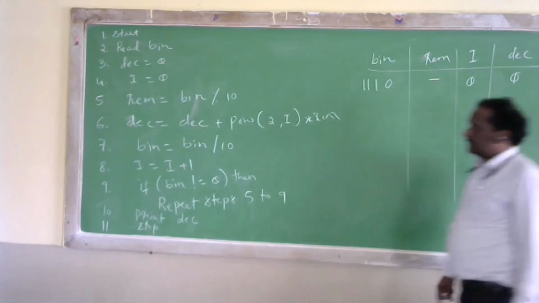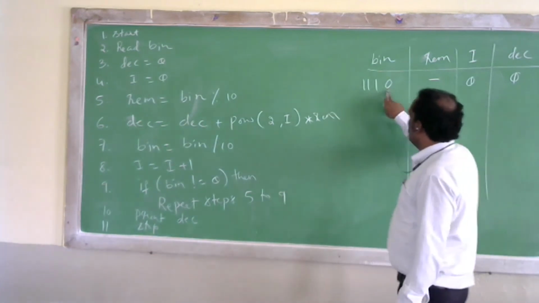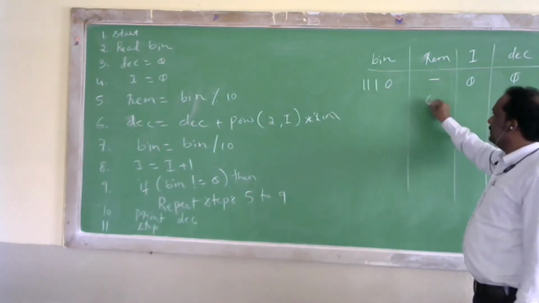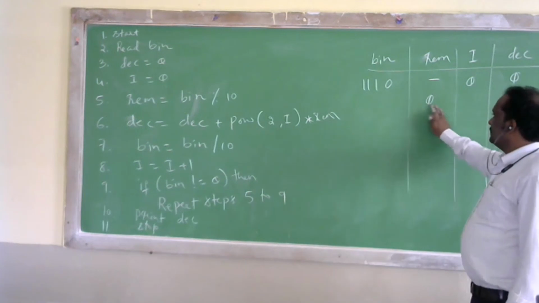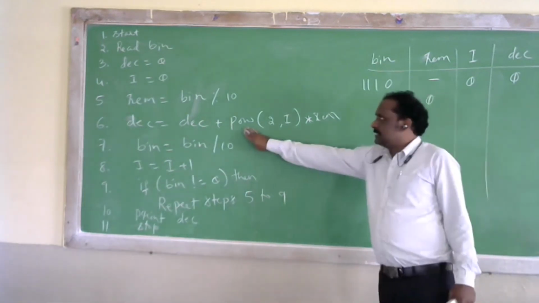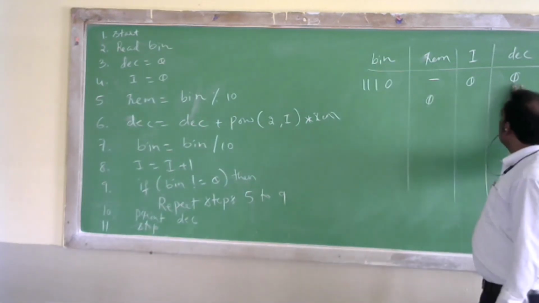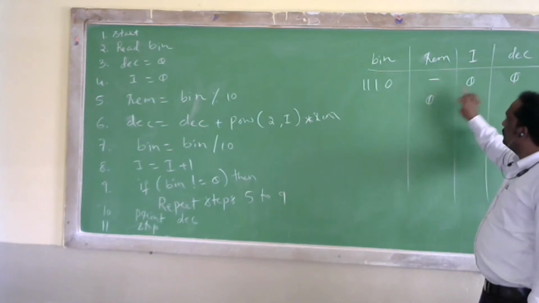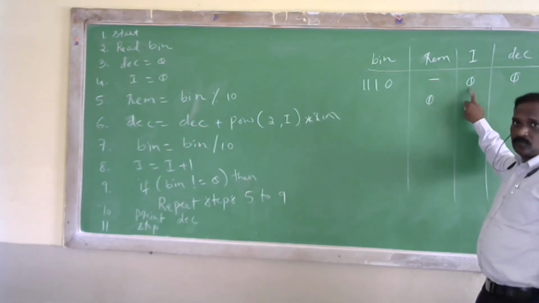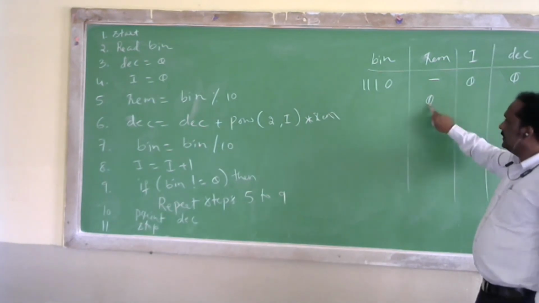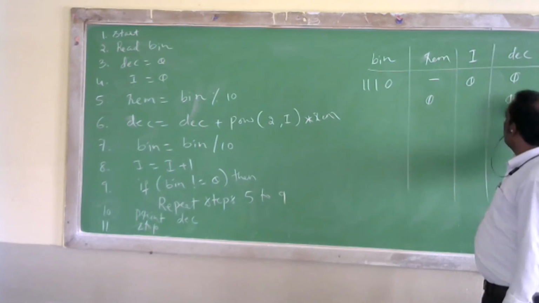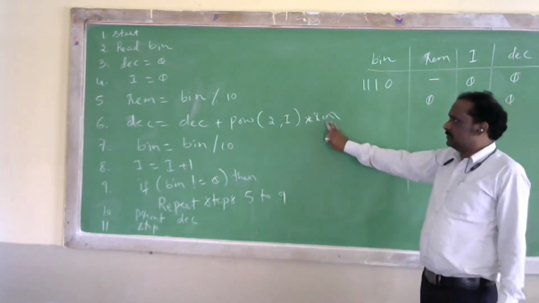Now, find the remainder. 1110. What is the remainder? Remainder is 0. Now, decimal is equal to decimal plus 2 power I, 2 power 0. 2 power 0 is 1. 1 into 0 is 0. So, the decimal value will be 0.